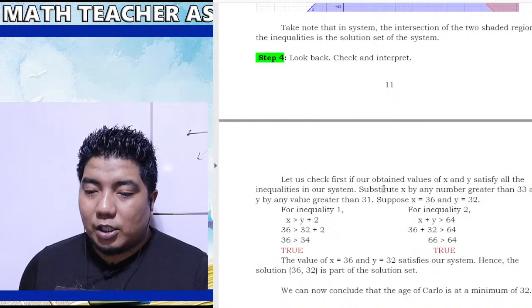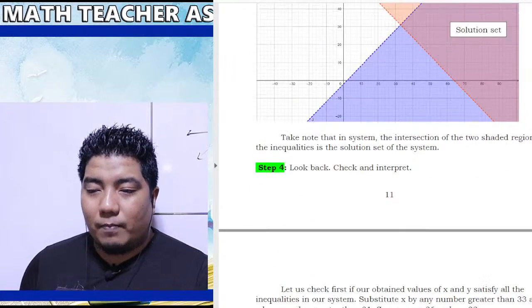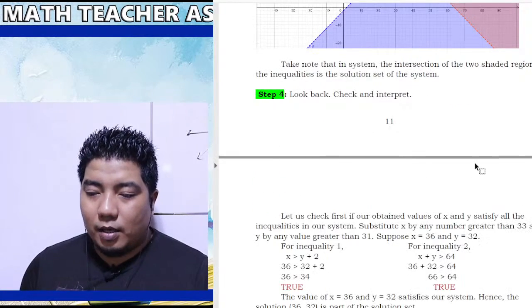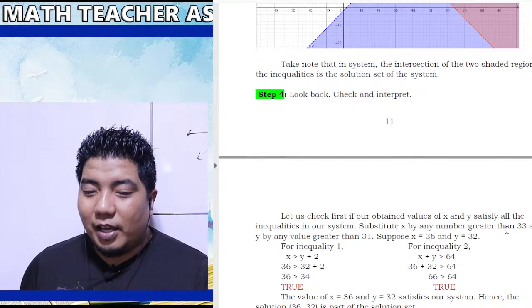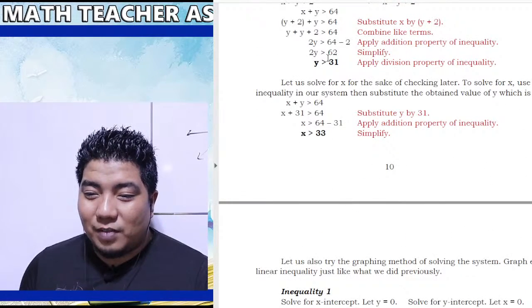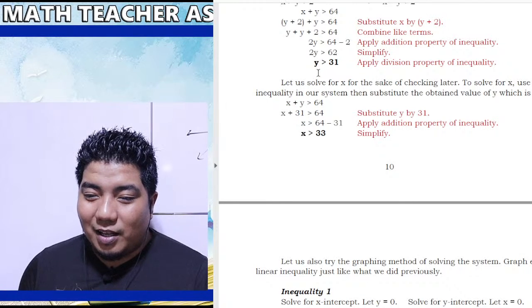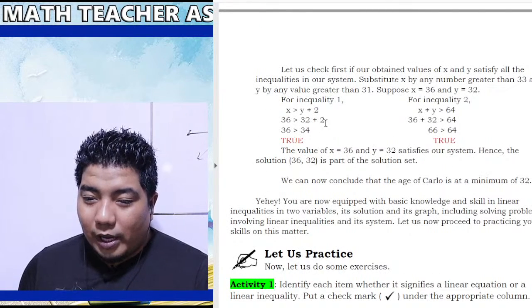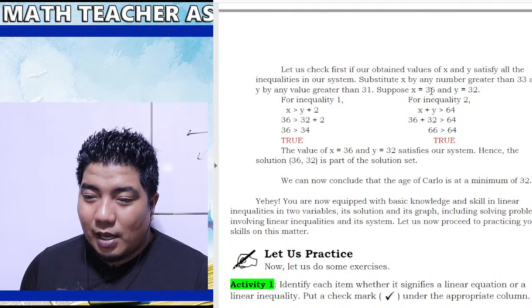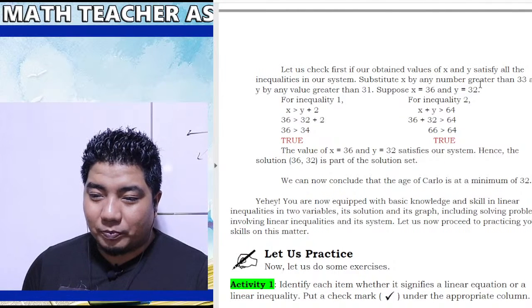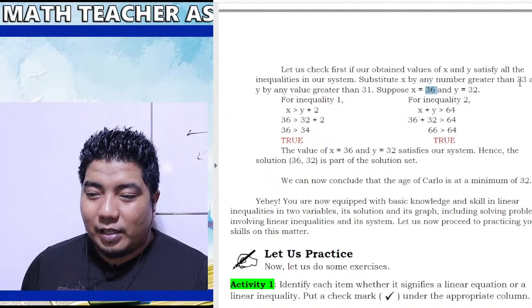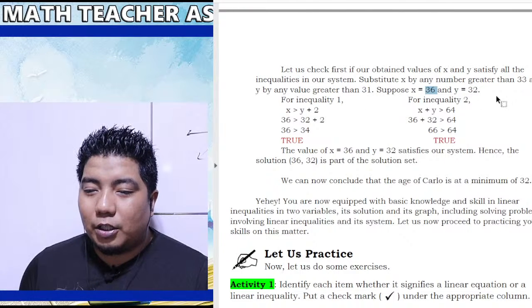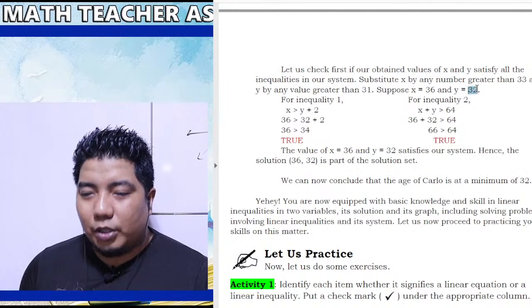So, now, let us check if our obtained values of x and y satisfy the inequalities in our system. So, substitute x by any number greater than 33, sorry, kasi kanina, yung nasolve natin, any number greater than 33 para kay x, any number greater than 31 para kay y. So, ang ginamit nila ay 36 kasi greater than 33 ang 36. Any number greater than 31, 32 ang ginamit. So, 36 and 32. Okay.